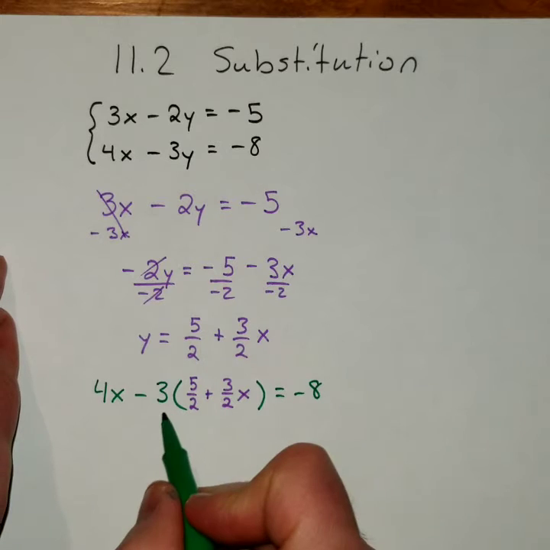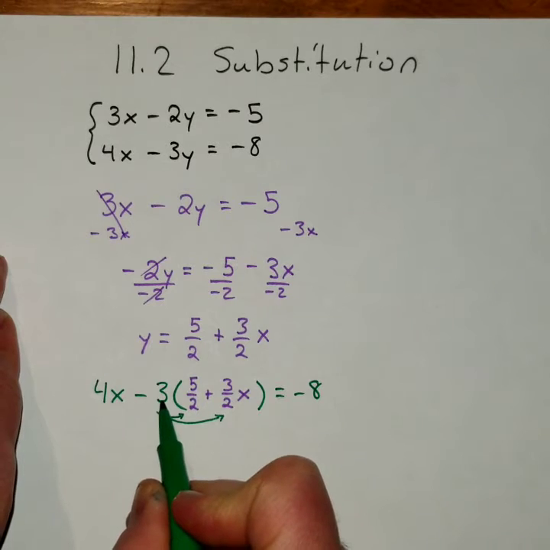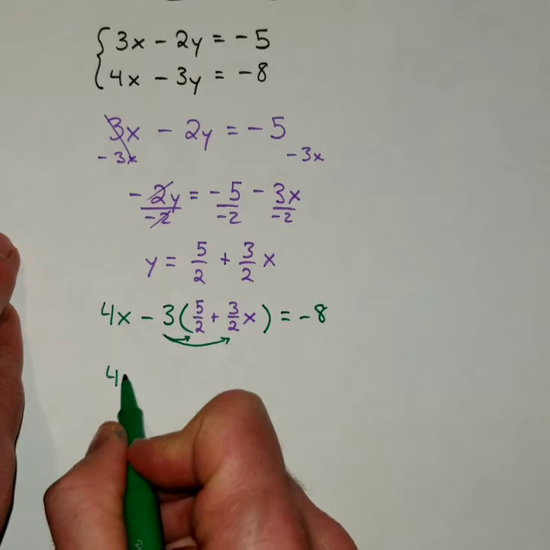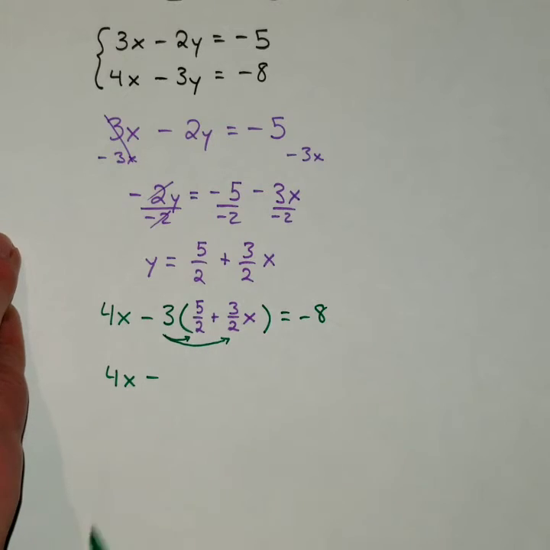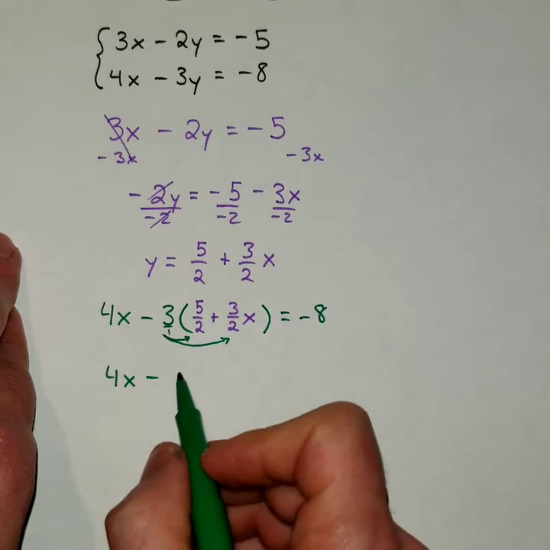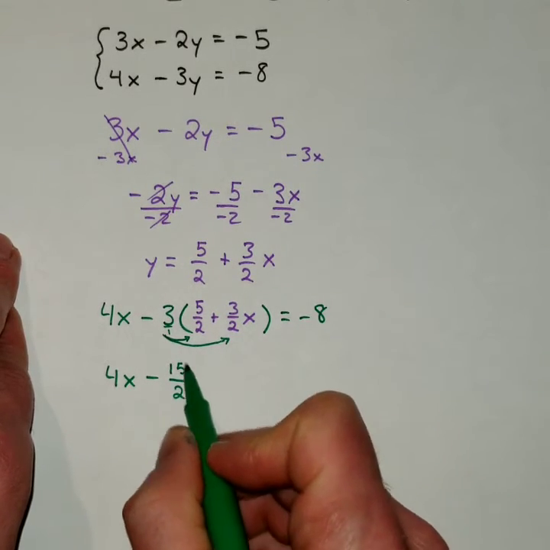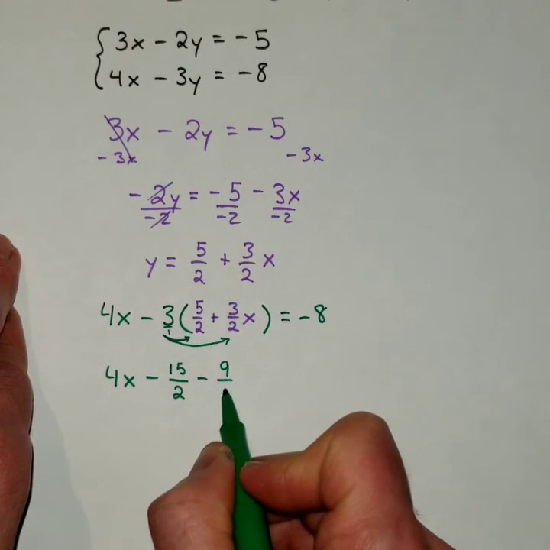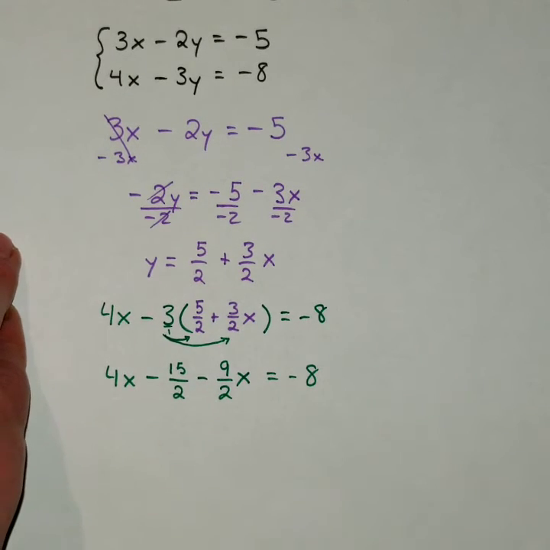Okay, now we're going to distribute. And when we distribute here, you have to distribute the entire -3. So we're going to have 4x minus, now the 3 distributes and only multiplies the top. Remember, this is like 3 over 1. 3 goes to the top, 1 goes to the bottom. So this becomes a -15 over 2. -3 times +3 here will be a -9 over 2, and the x stays.